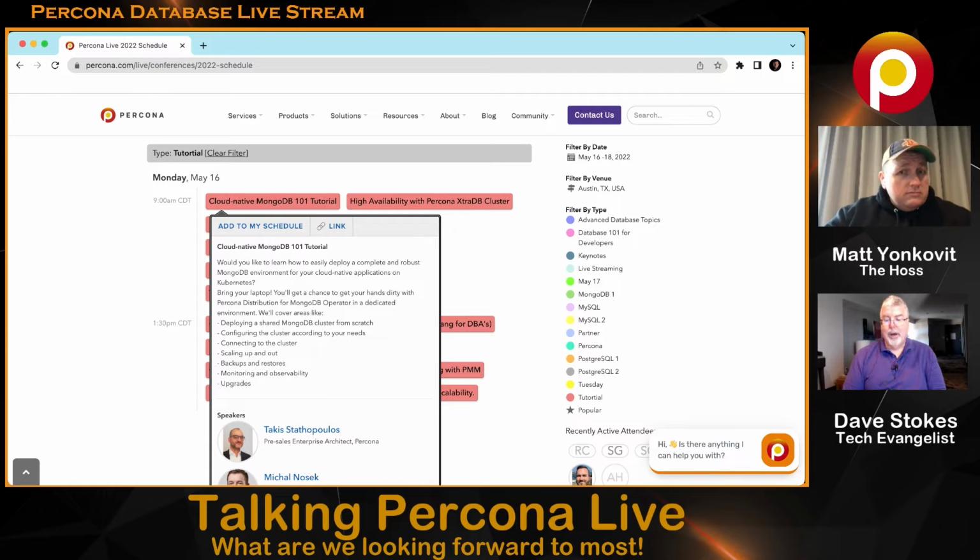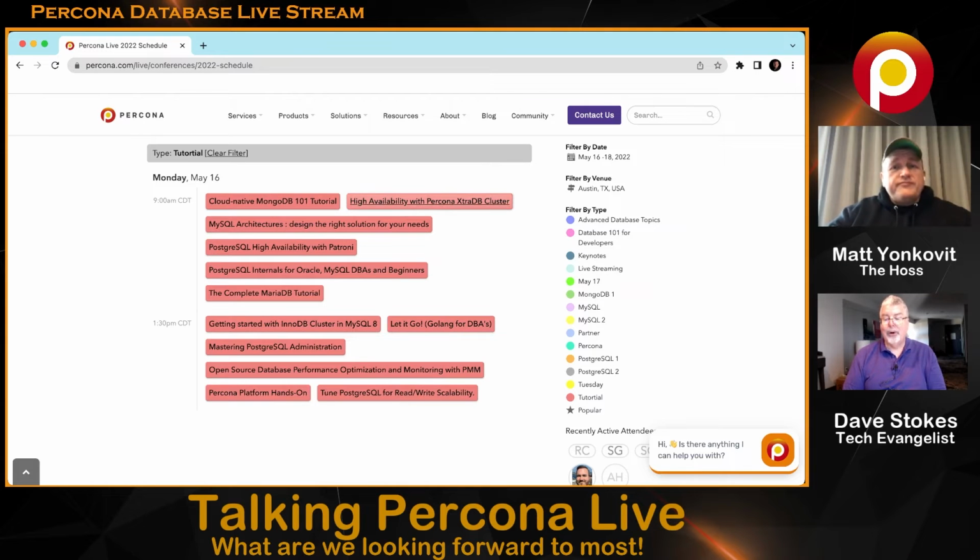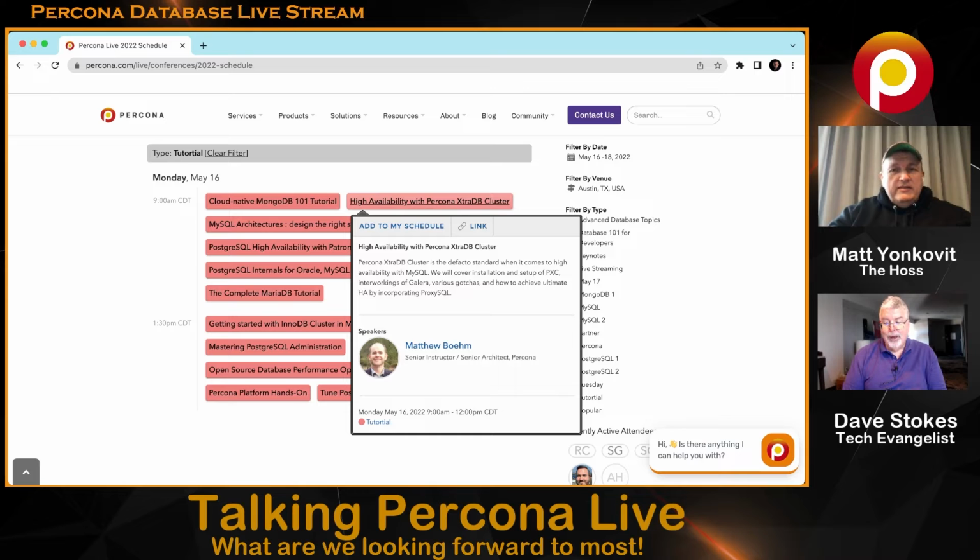Okay. Also, we have high availability with Percona XtraDB cluster. Matthew Bean, I hope I'm pronouncing his last name right. XtraDB cluster is the de facto standard for high availability, and he's going to cover the setup and the inner workings of how Galera, the underlying technology, works. He's going to go over the various gotchas. There's all sorts of things that he's going to keep you out of those potholes if you come to the session. And then he's going to talk about how to get ultimate high availability by using ProxySQL.